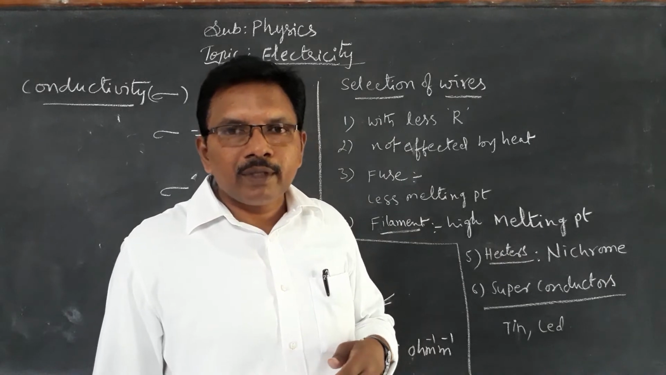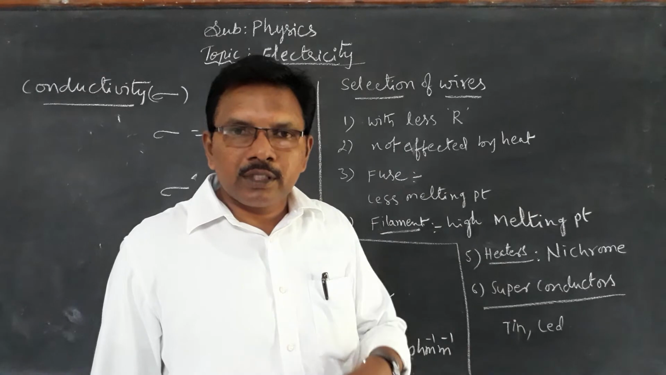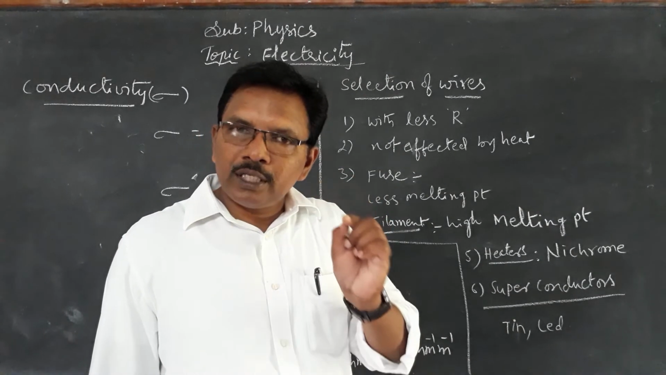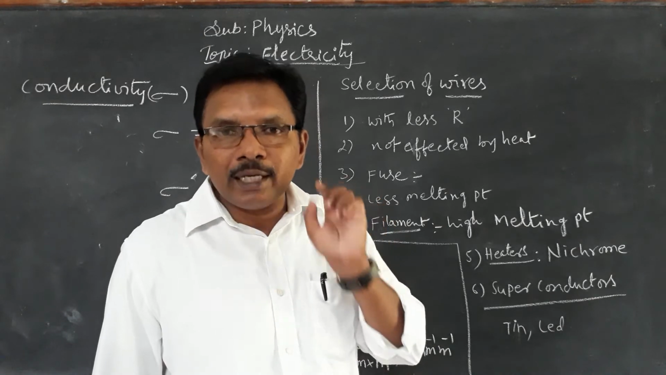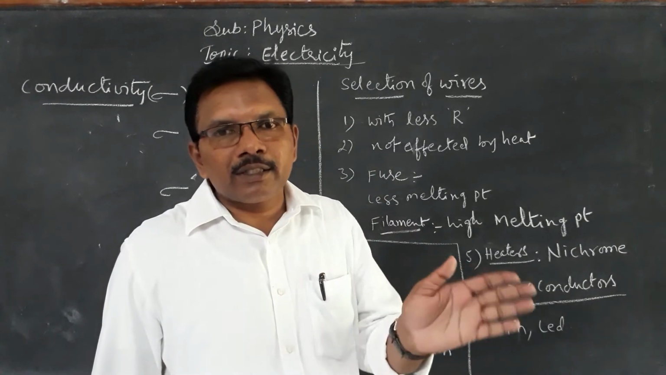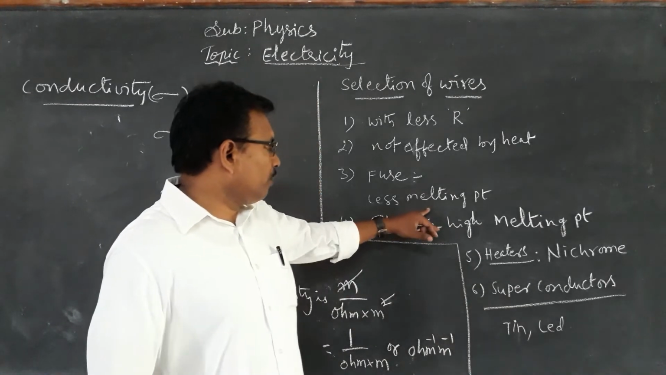Otherwise, what will happen? Due to heat, the total house will burn. The house circuit will burn. So that is why the fuse must have a thin wire and also a low melting point. For small heat only, it should cut first itself. Then the current supply stops there itself. So thin wire and low melting point.